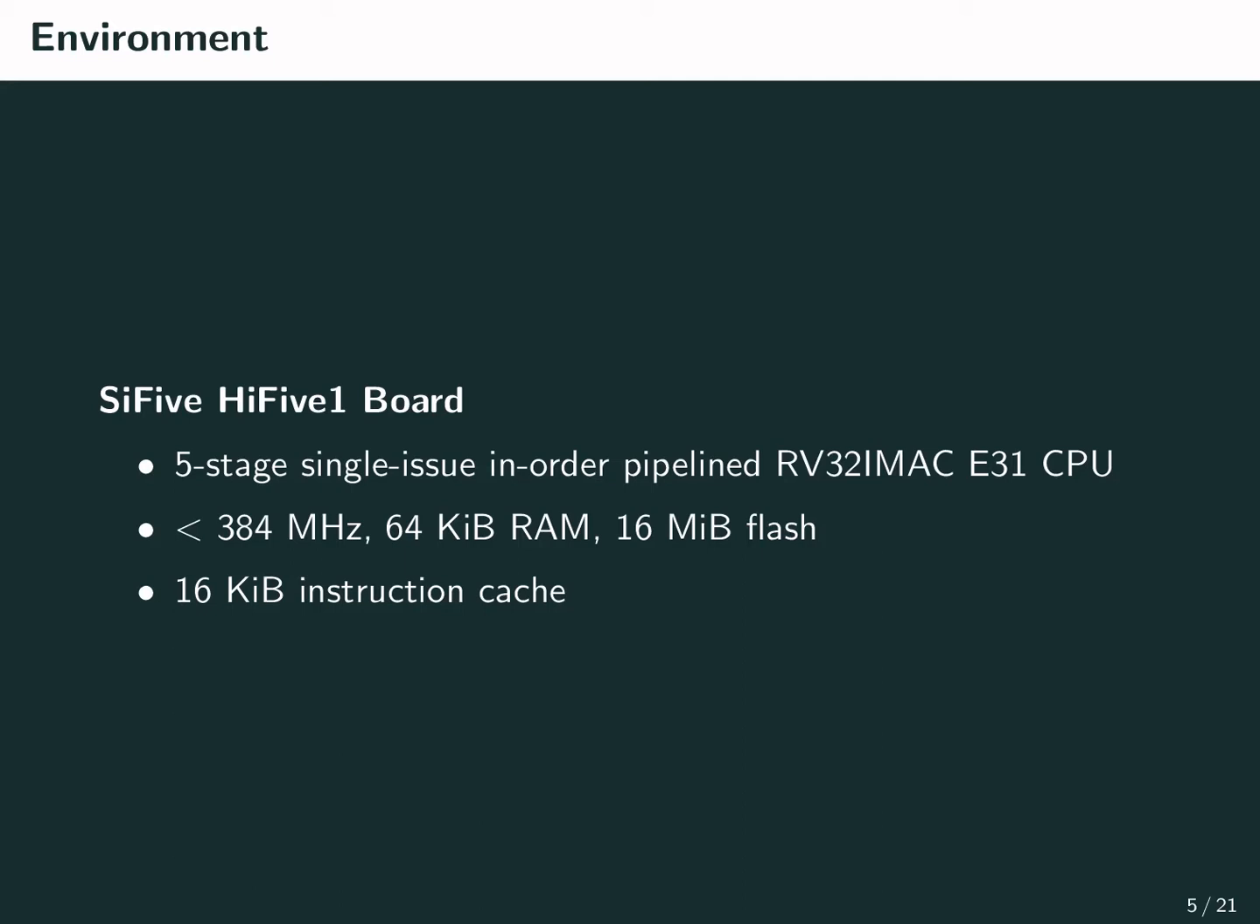The CPU implements the RV32 IMAC instruction set, which corresponds to the RV32I base instruction set with the extensions for multiplications, atomic and compressed instructions. The E31 runs at 320 MHz and uses a 5-stage single-issue in-order pipeline. Additionally, it uses a 16 KB instruction cache.